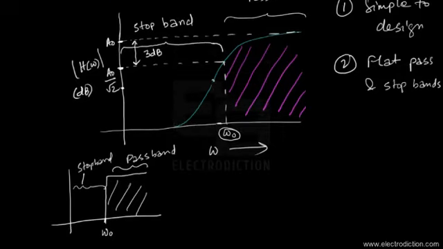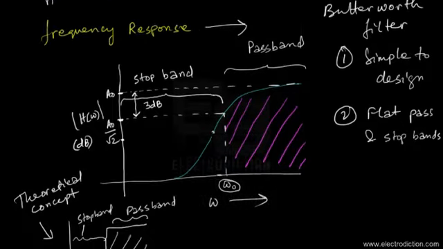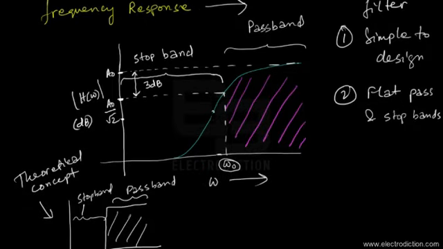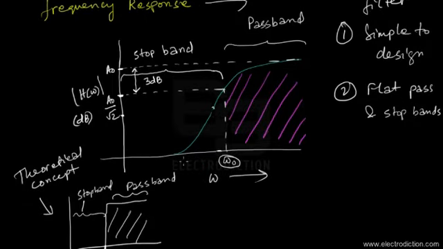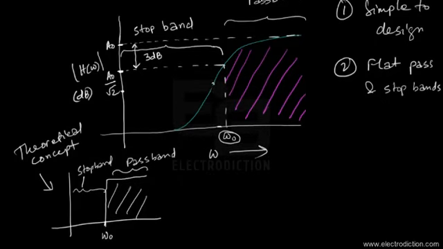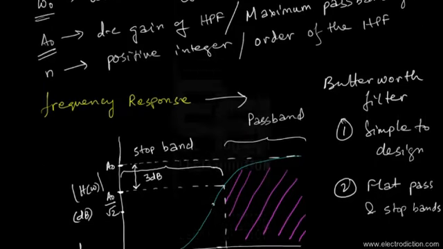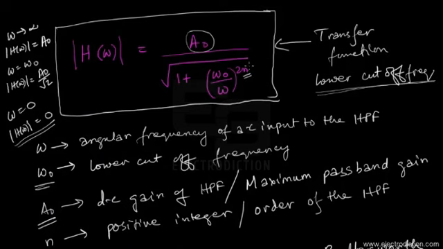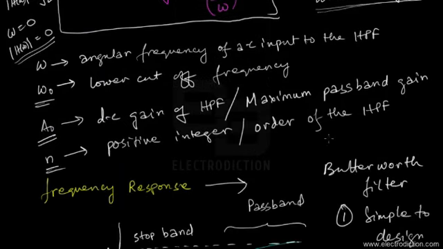So this is the theoretical concept about the Butterworth filter, but practically it happens somewhat this way. But this curve could approach the theoretical curve only if the value of n here increases. So what is n? N is the order of the high pass filter that we're discussing over here.